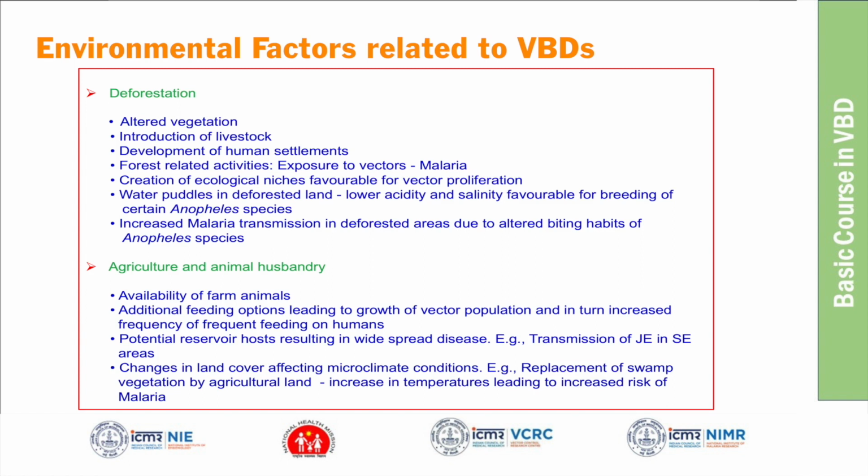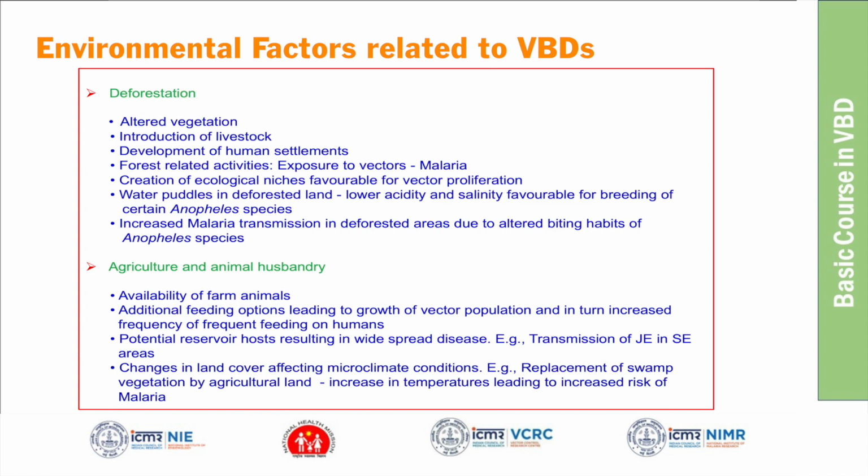And this deforestation also leads to creation of new ecological niches favorable for vector proliferation. The recent thing is, because of deforestation in the northeast, Anopheles culicifacies, a major vector as far as malaria is concerned, has now been reported in the forest fringe areas of the northeast. Due to deforestation, the landscape changes, which has favored the proliferation of Anopheles culicifacies. Also there are water puddles in deforested land. The soil profile and the water quality will vary, which favors the breeding of certain Anopheles species. So depending on the habitat, you find new vectors.